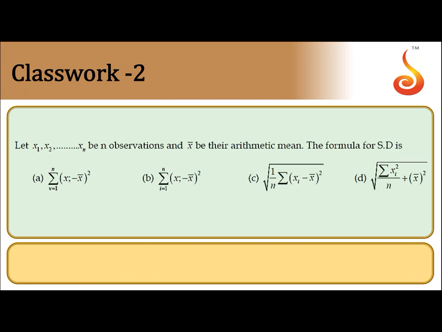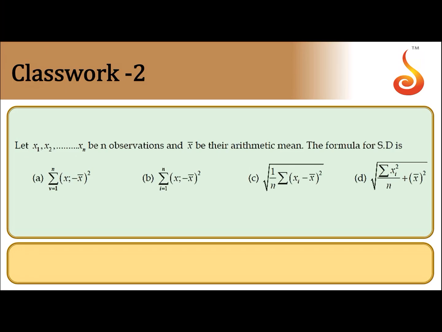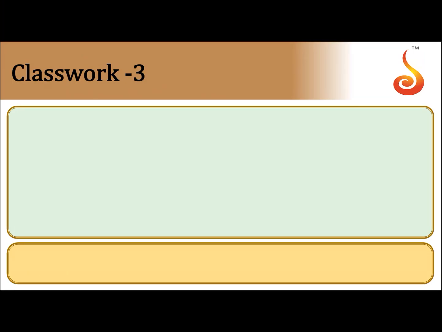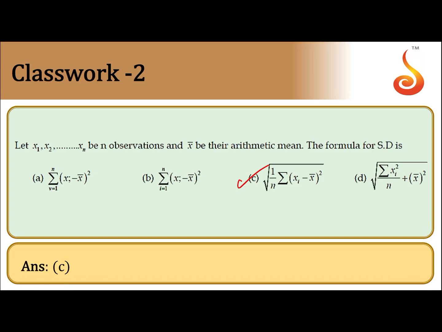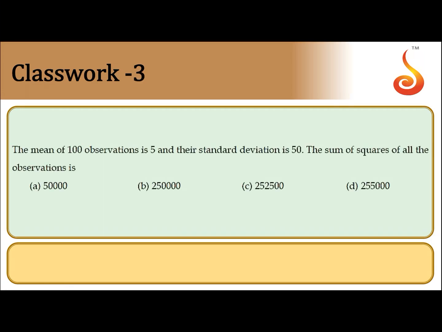Coming to the next one. Let x1 to xn be n observations and x bar be their arithmetic mean. Then the formula for standard deviation equals how much? We know the direct formula. Among the options, it is the square root of 1 by n sigma (xi minus x bar) whole square. So the answer is C. It is a direct formula. You need to memorize certain formulas. You have to remember it. Coming to the next one.